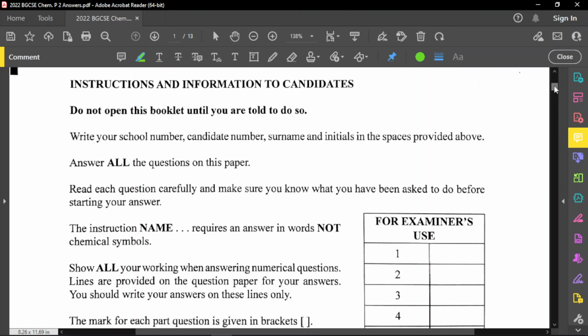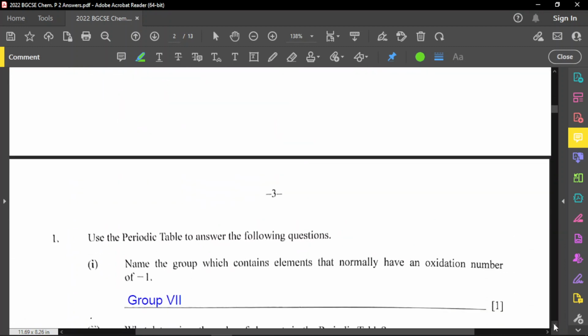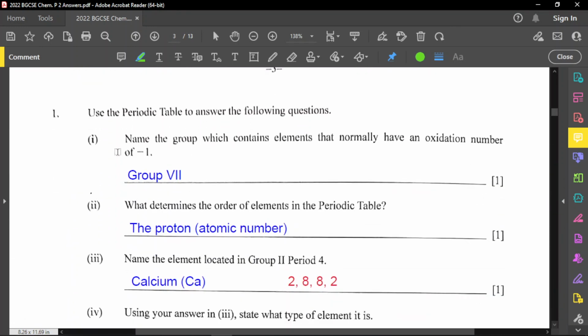They will also provide you with a periodic table and you can use it when needed. So let us jump into question number 1. Question number 1 reads: use the periodic table to answer the following questions. Part 1 is to name the group which contains elements that normally have an oxidation number of -1.